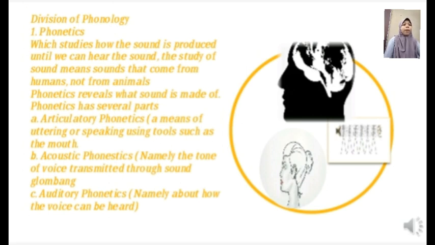One, articulatory phonetics, which is about speaking using sounds produced by the mouth. Then acoustic phonetics, which is about the tone of voice transmitted through sound waves. You can see this like waves, lines going up and down like this. And next, auditory phonetics, which is about how the voice can be heard. So in phonetics, we have articulatory phonetics, acoustic phonetics, and auditory phonetics.